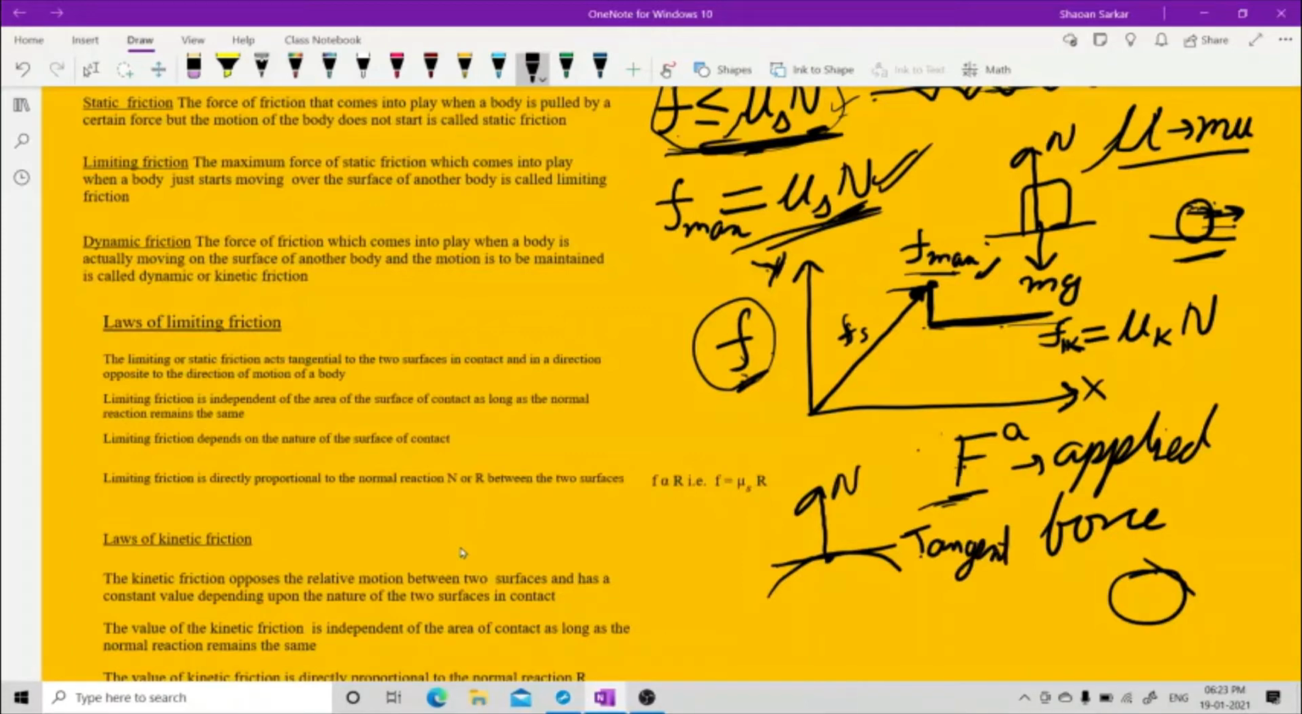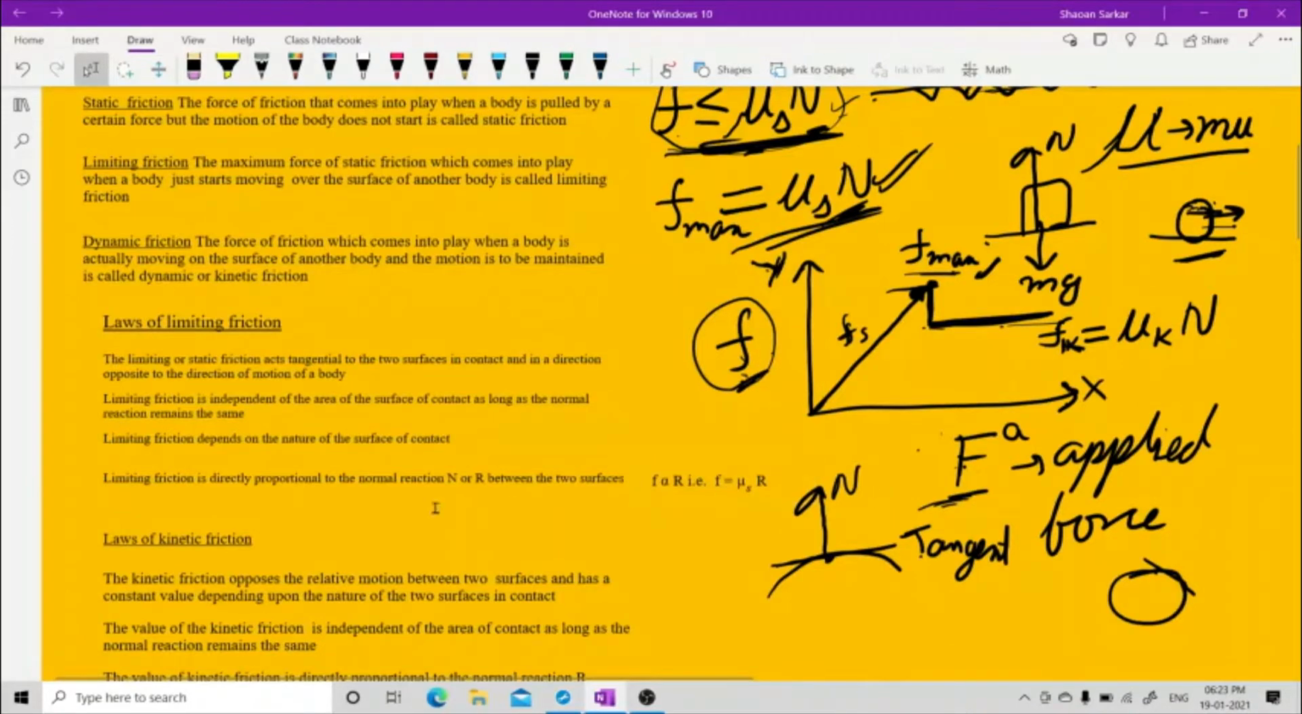Some people use N. I told you in the earlier video, I use R or N, that is your choice. You want to use N, fine. You want to use R, fine. I'm just leaving it as N so that you don't get confused. Now, limiting friction depends on the nature of the surface. Limiting friction is directly proportional to the normal reaction. These are all what I just explained right now.